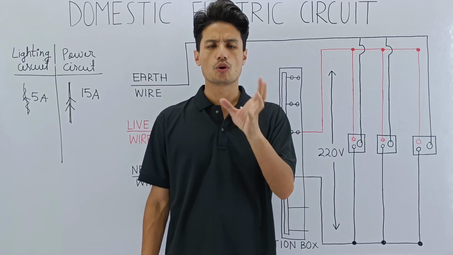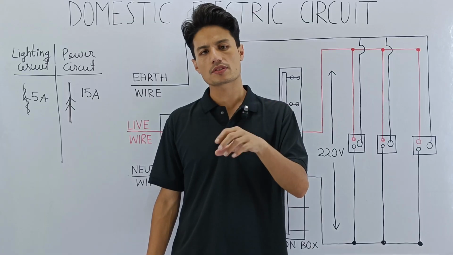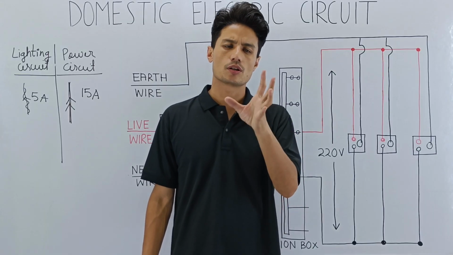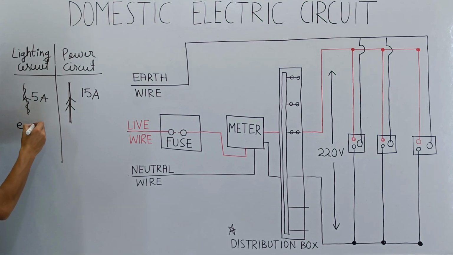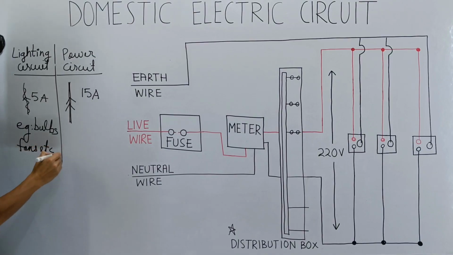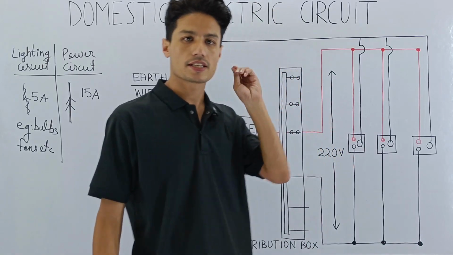Now, the lighting circuit is used for operating those electrical devices which require less current, which have low power rating. For example, light bulbs, then fans, etc. Again, the examples are exactly as given in the NCERT textbook.